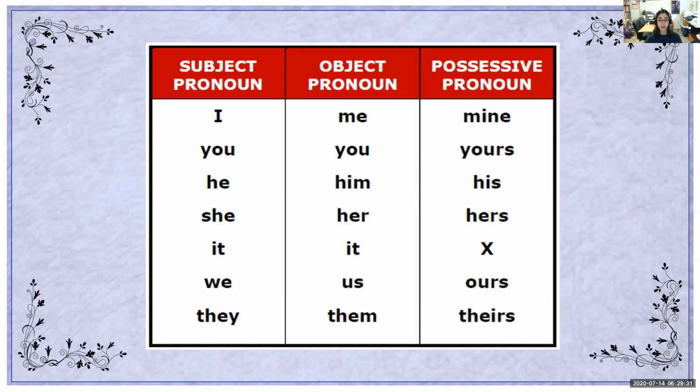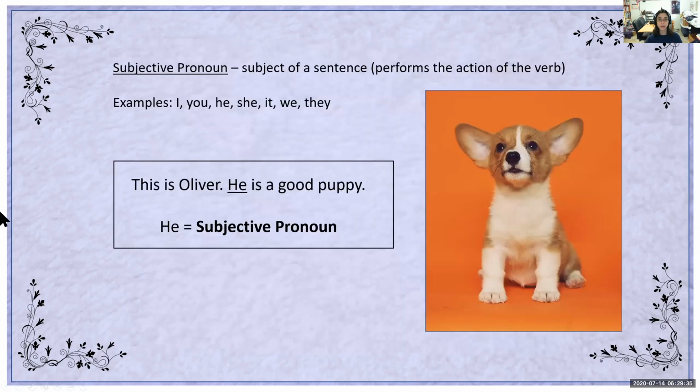Awesome. Okay, so now I'm going to provide some examples of each pronoun in context. The first pronoun that we talked about was the subjective pronoun. The subjective pronoun is the subject of a sentence, so it performs the action of the verb. Remember, a verb can be an action or a state of being. For this example, it'll actually be just a state of being. Examples of subjective pronouns are I, you, he, she, it, we, and they.